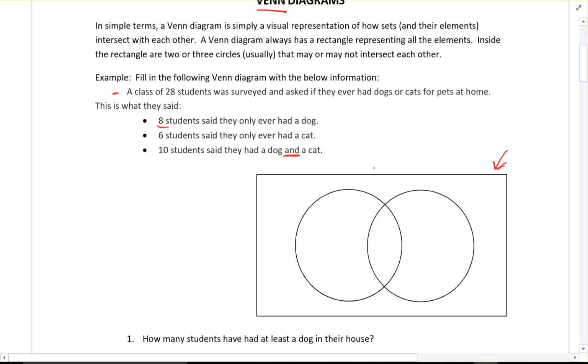So the way we're going to start here is we're going to make this circle, this one here, our dog circle. The next one, that's going to be our cat circle. So then it says 8 students said that they only ever had a dog. So what we do is we write 8 over in this side of the circle, not over here, right? We want it in the part of the circle that doesn't intersect. So 8 people only ever had a dog. And then we'd say 6 students said they only ever had a cat. So 6 would go over here, right? Not in the middle area though. And then finally it says 10 students said that they had a dog and a cat. So there would be 10 students in this place.